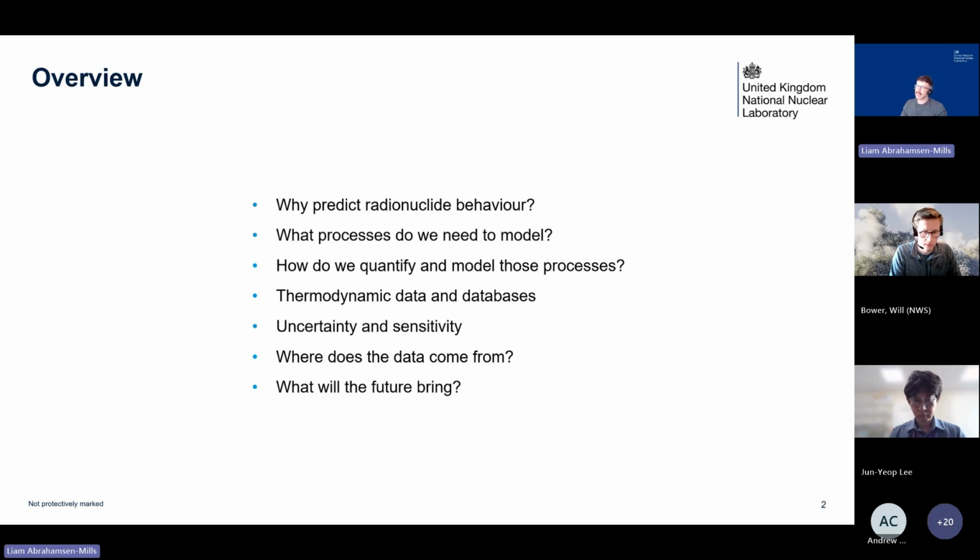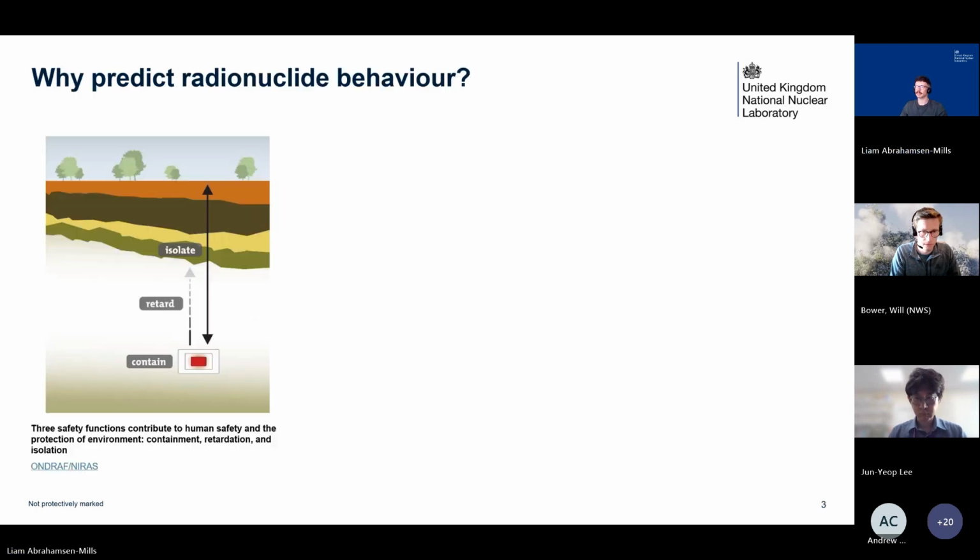Think about thermodynamic data and compilations of data into databases. Look at uncertainty in that data and what that means for model predictions. We'll ask where that data comes from and think about several experimental techniques that are used to derive this type of data, and then briefly end on thinking about what the future will bring for this topic.